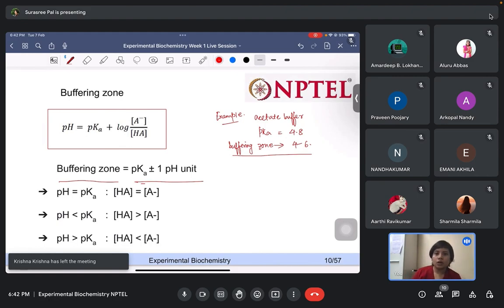So now let's come to this question: why are we considering plus minus 1 pH unit as the buffering zone? Why is it important?